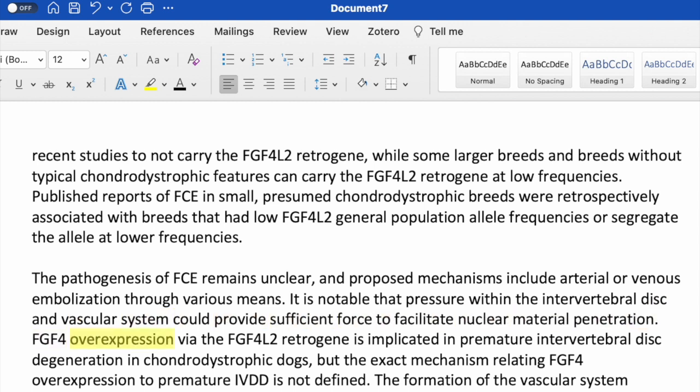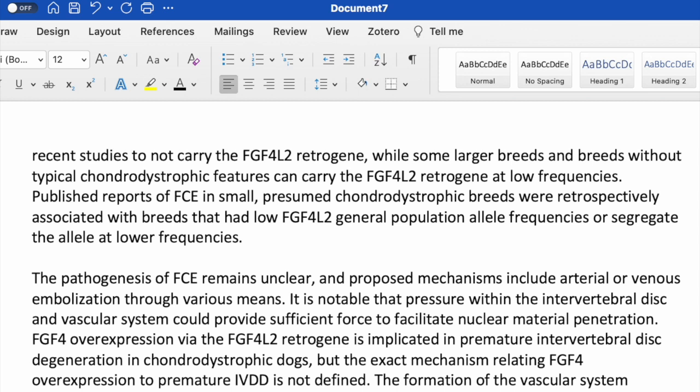penetration. FGF4 overexpression via the FGF4L2 retrogene is implicated in premature intervertebral disc degeneration in chondrodystrophic dogs, but the exact mechanism relating FGF4 overexpression to premature IVDD is not defined. The formation of the vascular system involves de novo formation of blood vessels followed by angiogenic remodeling. FGF4 overexpression via an active retrogene might have implications for the development of a vascular system that could affect predisposition to embolization in chondrodystrophic dogs.